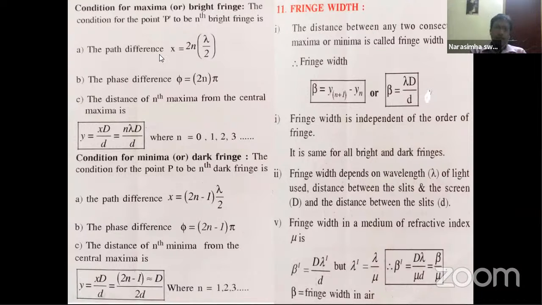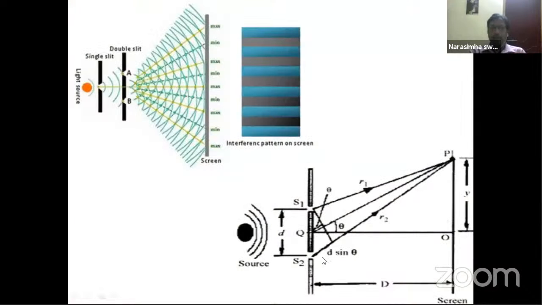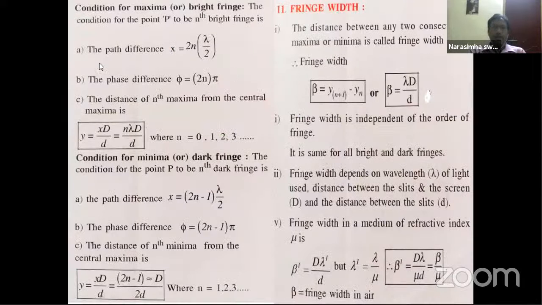So the path difference x, let us take that point in the diagram. This point, d sin theta is given, no? So d sin theta is the extra travel. So the path difference x is equal to 2n times lambda by 2. See, this is half. Now the phase difference phi is equal to 2n pi. The formula is phi equals 2n pi, the phase difference. Okay, right.